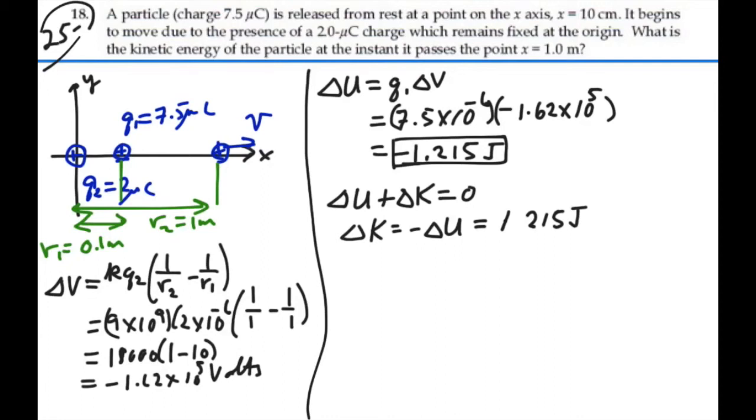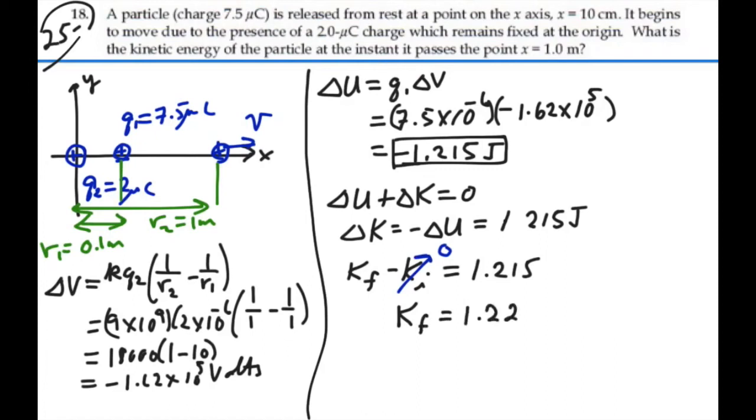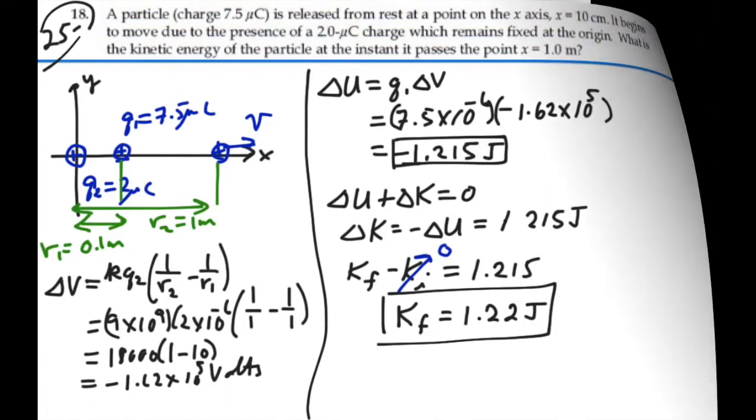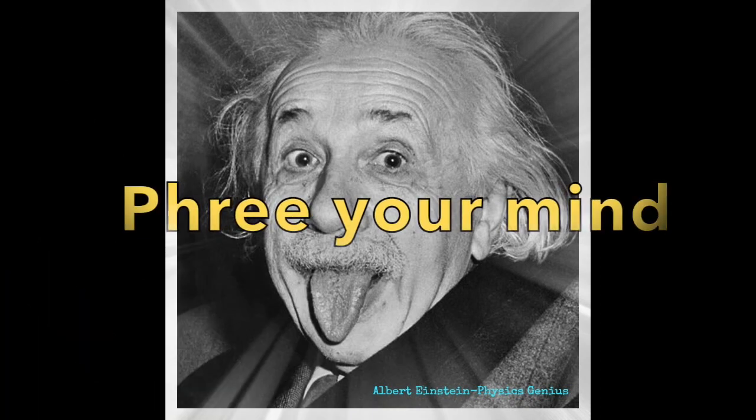And our change in kinetic energy is our final kinetic energy minus our initial kinetic energy. But in this case, we started from rest, so our initial kinetic energy is 0. So our final kinetic energy is indeed 1.22 joules, if we round it. That's the final kinetic energy of the charge as it's moving away from the charge at the origin, 1.22 joules.